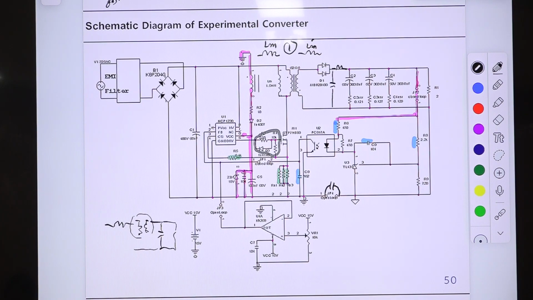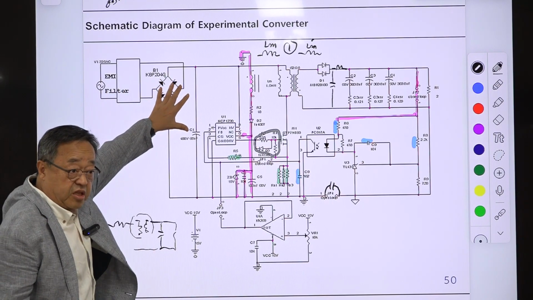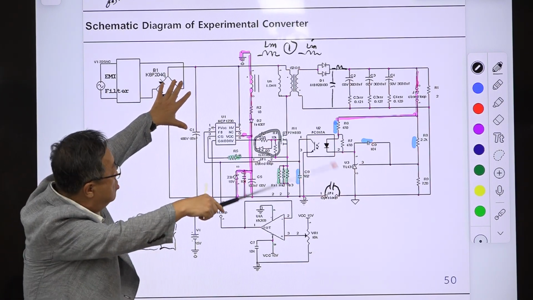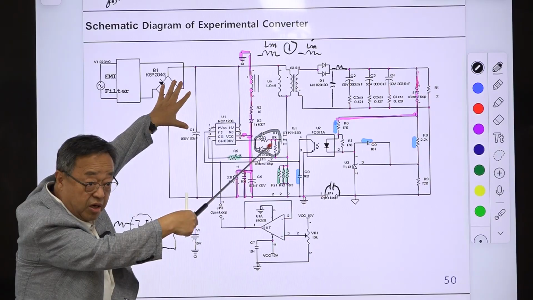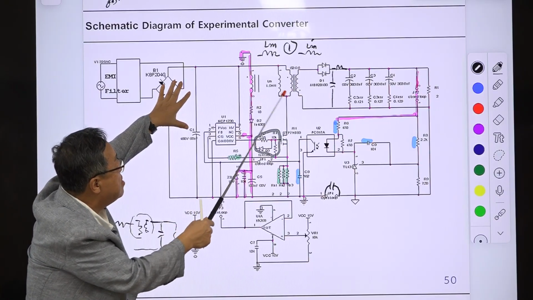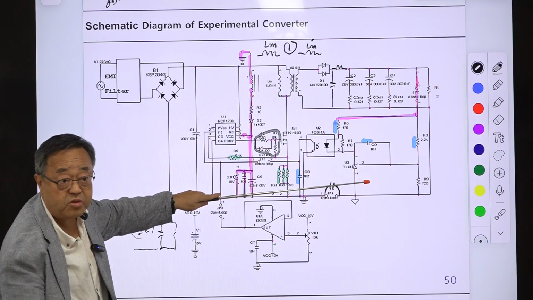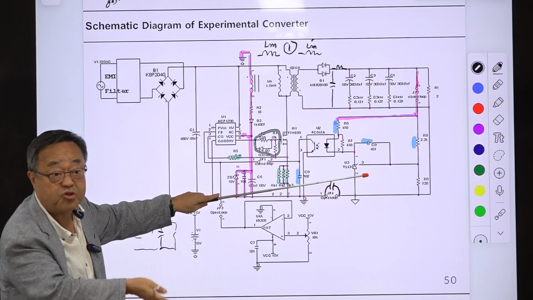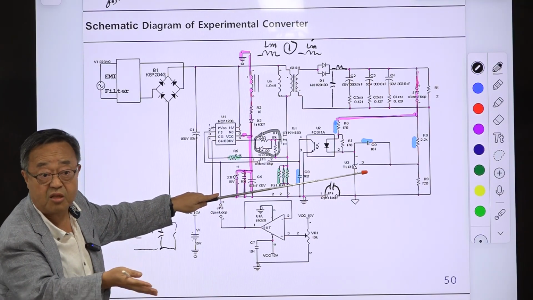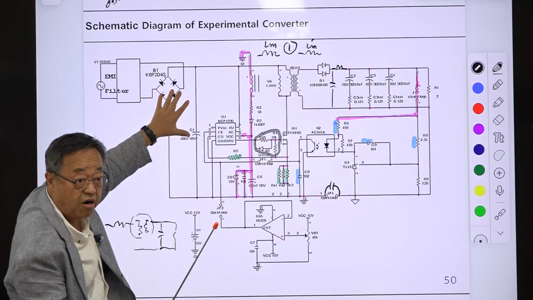Okay. Let me explain something about this. If DC is connected here, you can still use this converter. But this is isolated. You directly connect this, right? Because there is no chance of electric shock. Electric shock is not coming from a DC source here, okay?